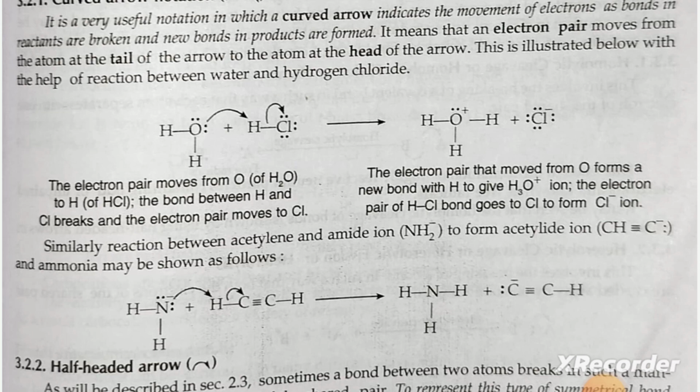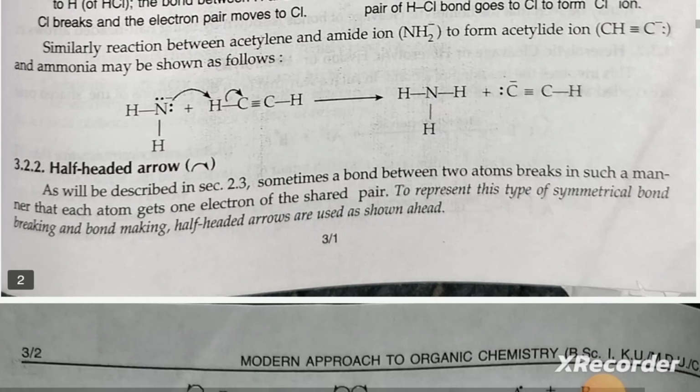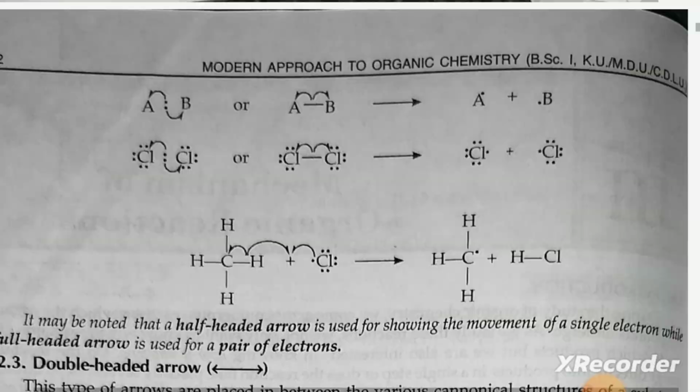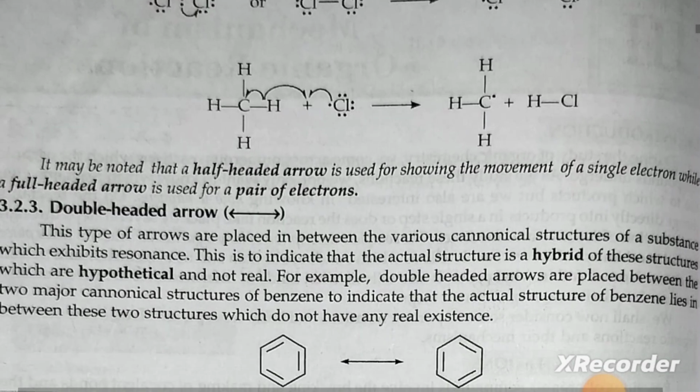Second, half-headed arrow. As will be described in section 2.3, sometimes a bond between two atoms breaks in such a manner that each atom gets one electron of the shared pair. To represent this type of symmetrical bond breaking and bond making, half-headed arrows are used as shown ahead. It may be noted that a half-headed arrow is used for showing the movement of a single electron, while a full-headed arrow is used for a pair of electrons.